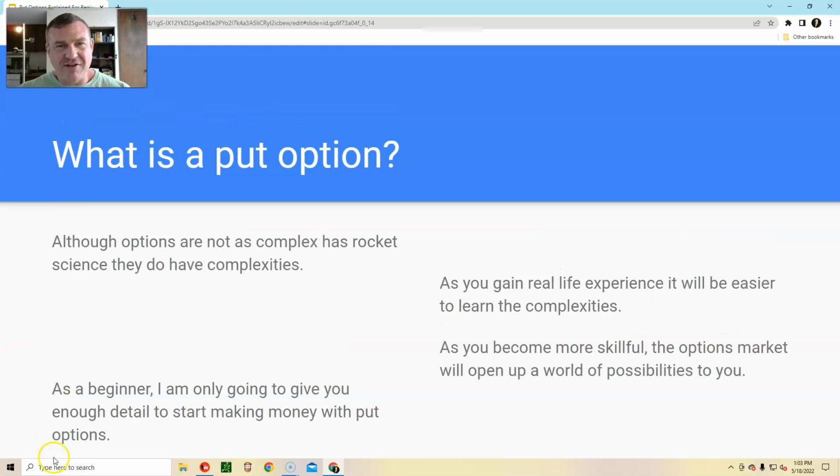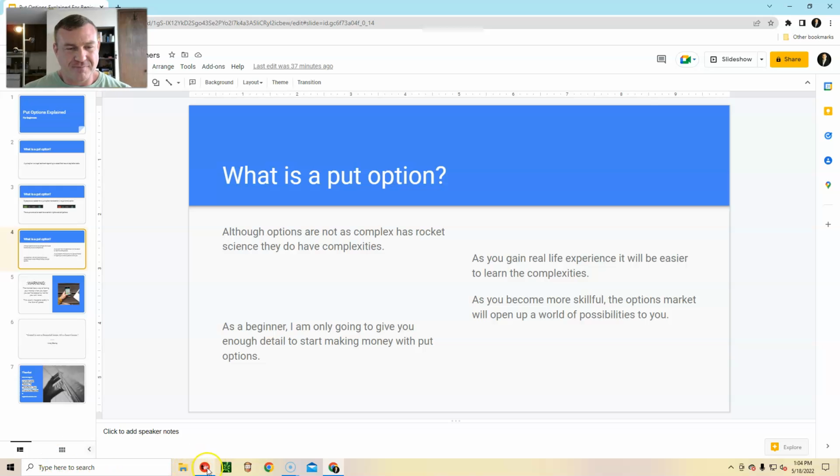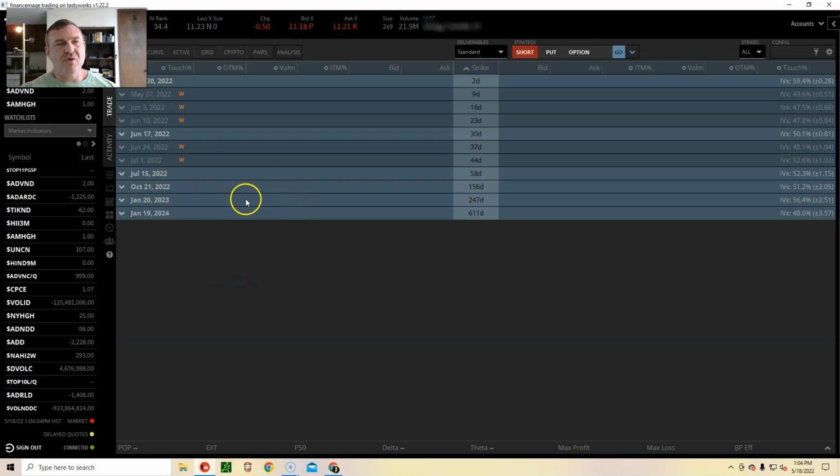Let's get into it. Let's take a look at it. So with put options in the stock market, you're dealing with increments of 100 shares of whatever stock. So one put option contract equals 100 shares of the underlying stock.